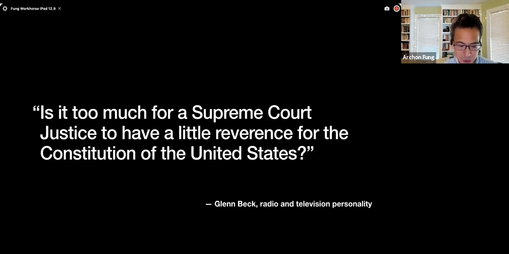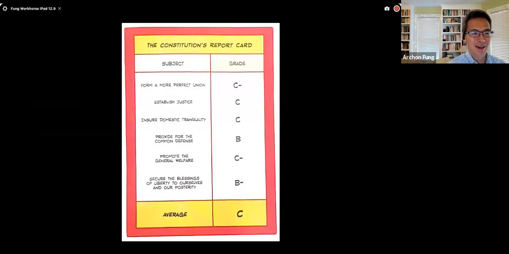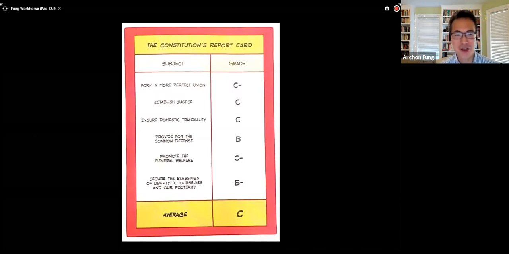And then I want to hop to one of the last pages in the book to give you the punchline a little bit, and then we can have a discussion about how we got there. One of the last pages of the book gives the Constitution a grade for some of its aspirational statements. To form a more perfect union, so far the Constitution, in their estimation, gets a C-, establishing justice a C, ensuring domestic tranquility, another C, providing for the common defense, a little bit better there, a B, promoting the general welfare, they give it a C-, and then securing the blessings of liberty to ourselves and our posterity, a B-. Grade point average of C for the Constitution.